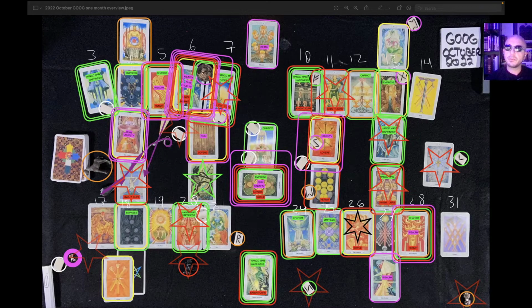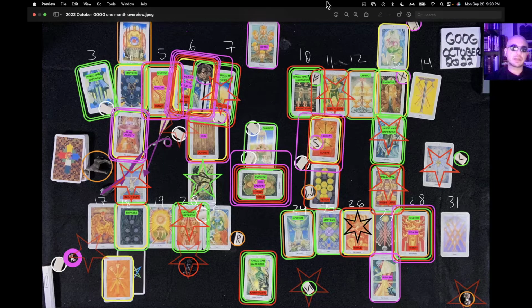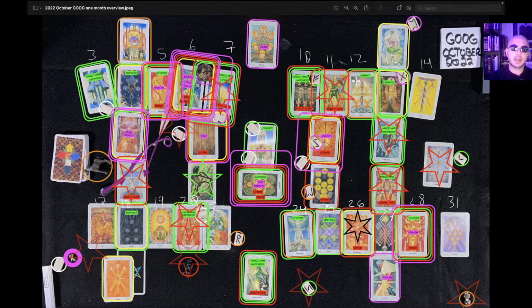This is the Google 1-month overview reading for October 2022. It's currently September 26, 2022, 9:26 p.m. Eastern Time. The overall theme and behavior, we have a move higher through resistance.